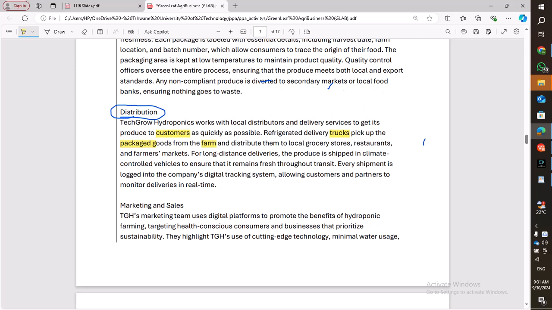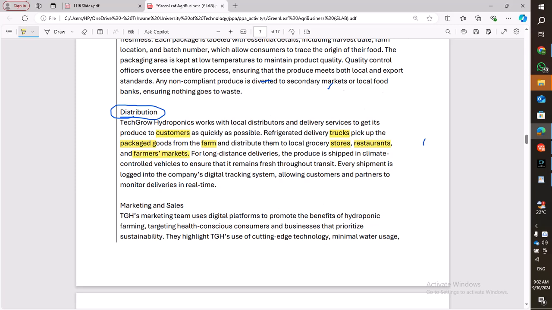Remember, nouns are the naming words. It can be an object. It can be a person, the name of a person. Remember, what is a noun? Okay, let's continue. And distributed them to local grocery stores. This is a store. Restaurants, also a place. And the farmers markets. That is farmers markets. Okay, I'll underline those too.